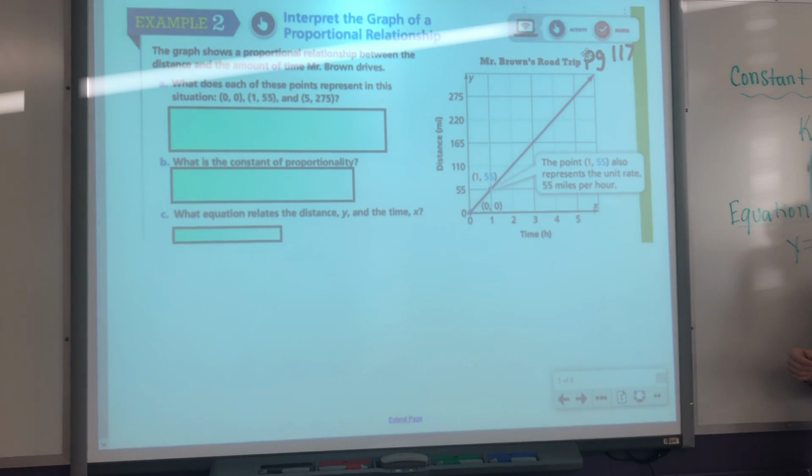It gives us COP. Okay, it gives our constant of proportionality. We know how fast Mr. Brown is going in 1 hour. Could we then write an equation to model this situation if we know the constant of proportionality? Absolutely. If we know K, we can write an equation that models the situation.